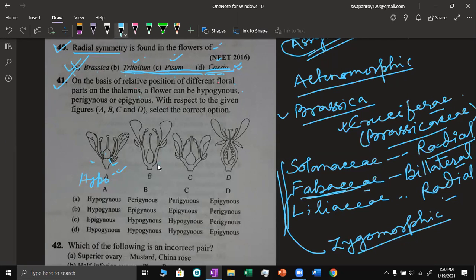These two, where the thalamus is a cup-like structure or saucer shape, but the thalamus wall is not fused with the ovary wall, so these two, B and C, are perigynous. And the D, here the thalamus forms a cup-like structure and it is fused with the ovary wall. So this is epigynous.